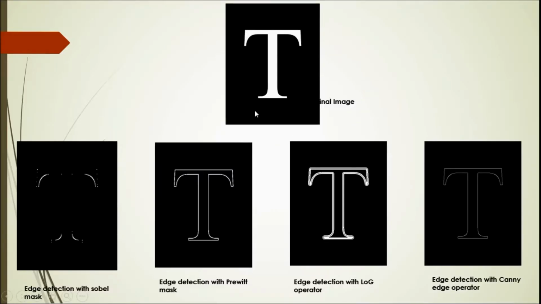This is the original image I have taken, and if I apply the Sobel mask, this will be the output of Sobel. If I apply the Prewitt mask, I get this output as an edge. This is the output with the LoG operator, and this is the Canny edge. With the Canny edge, I am getting the fine edge, and hence most of the time the Canny edge detector is used in edge detection, because it performs many steps to get the edge. So this is about how to find the edges with edge detection.